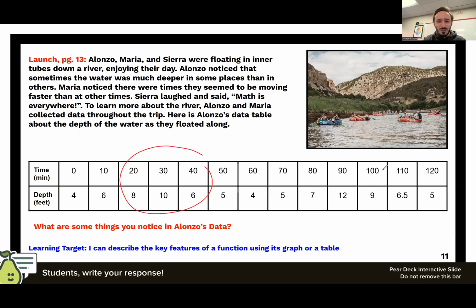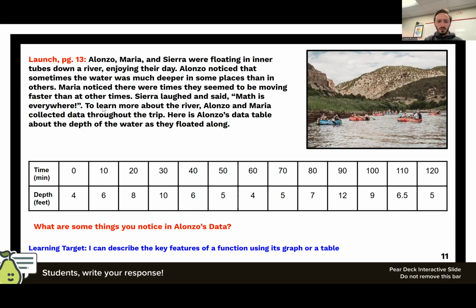That's not necessarily, though, to say that that's the deepest point that the river goes, at least in their 2-hour trip. So sometimes you might have a relative minimum or maximum where, compared to things around it, it's really high or really low, but it's not necessarily an absolute maximum in that case. So I would disagree with that statement. The maximum value appears to be 12 in that case.